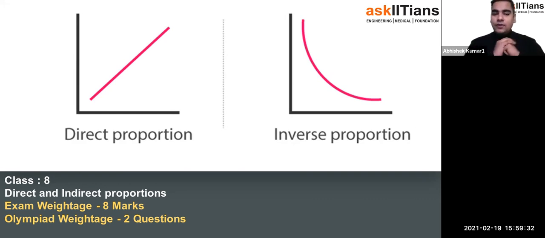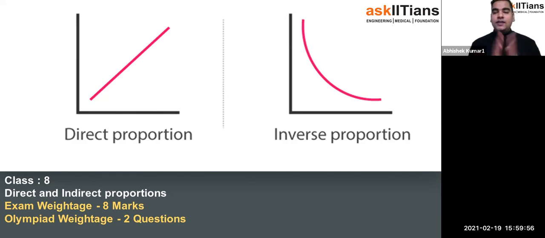In lecture number 1, we studied direct proportion. We studied how to check whether the given problem is a problem of direct proportion or not. We did many problems based on that, and I gave a few problems as homework in the last session. So in this session, we are going to study indirect proportion, or we can also say inverse proportion.